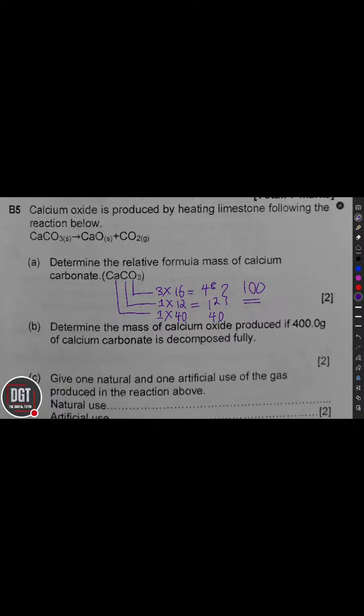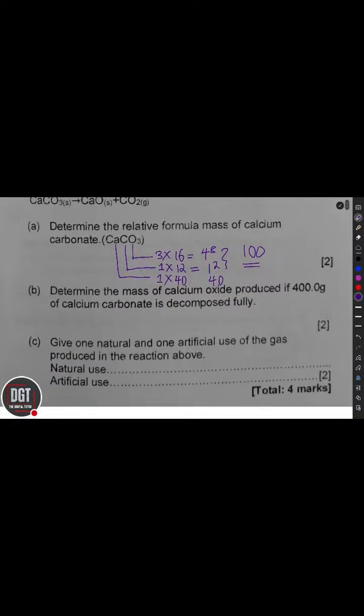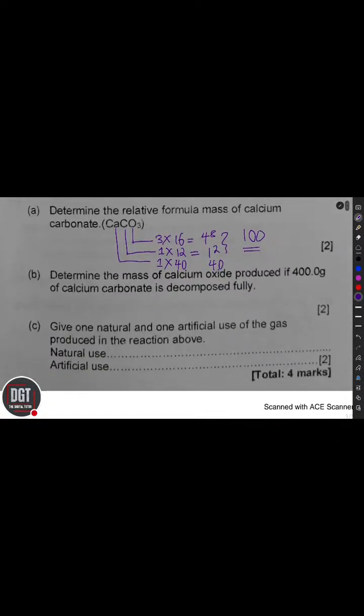Okay, up to the second question, that is B. Determine the mass of calcium oxide produced if 400 grams of calcium carbonate is decomposed fully. Okay, determine the mass of calcium oxide produced if 400 grams of calcium carbonate is decomposed fully.